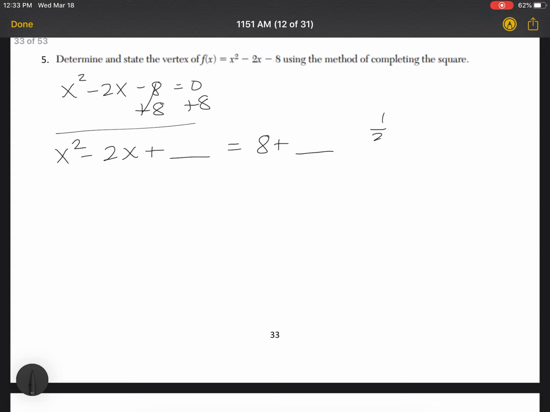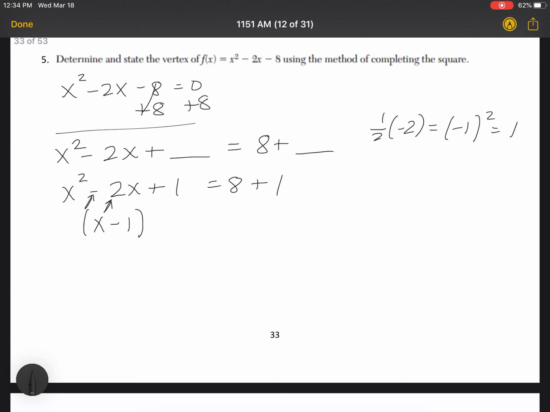Remember, to find that value, we need to take half your b term, which is -2. Half of that is -1, and if I square that, I am adding 1 to both sides. So that's going to say x squared minus 2x plus 1 equals 8 plus 1. I'm going to use the shortcut here. This is going to say x minus 1 squared, half of this is 1 squared, and 8 plus 1 is 9.